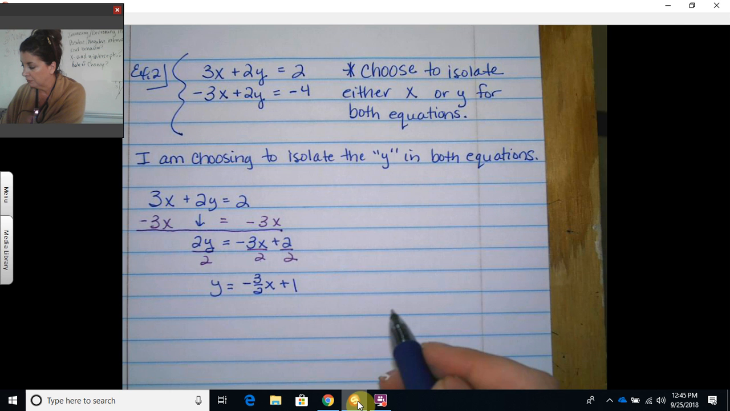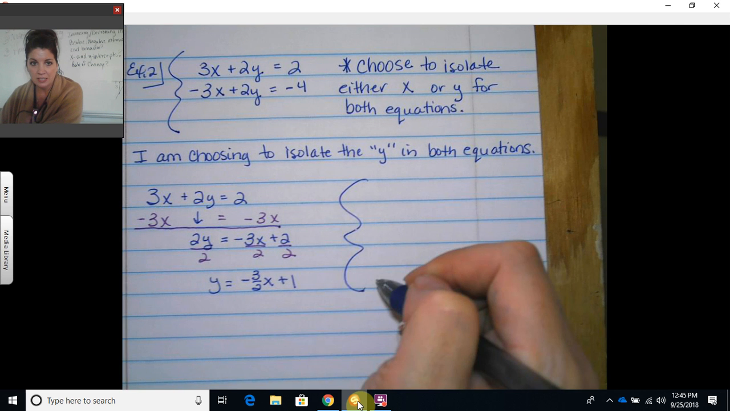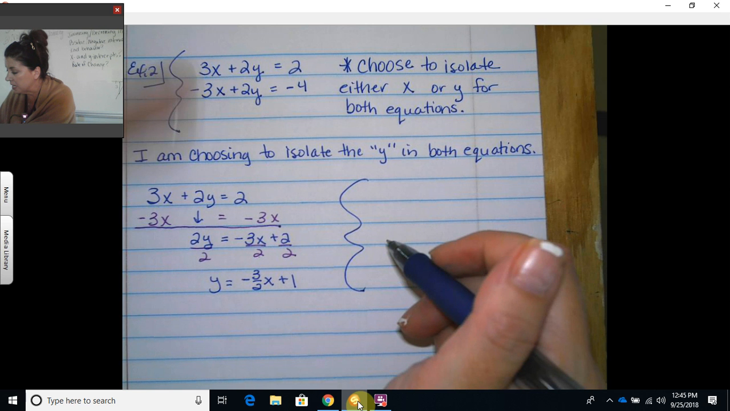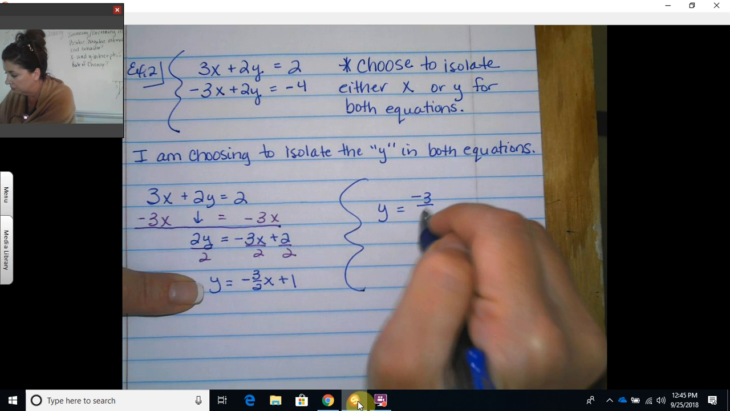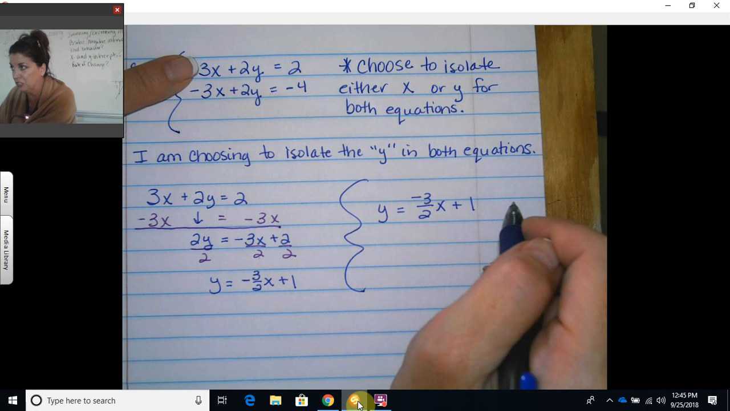So I'm going to write my new system over to the side. So that top equation was in standard form. I basically converted it to slope-intercept form. But it still means the same thing as the top equation. It's just written in a different form now, okay?